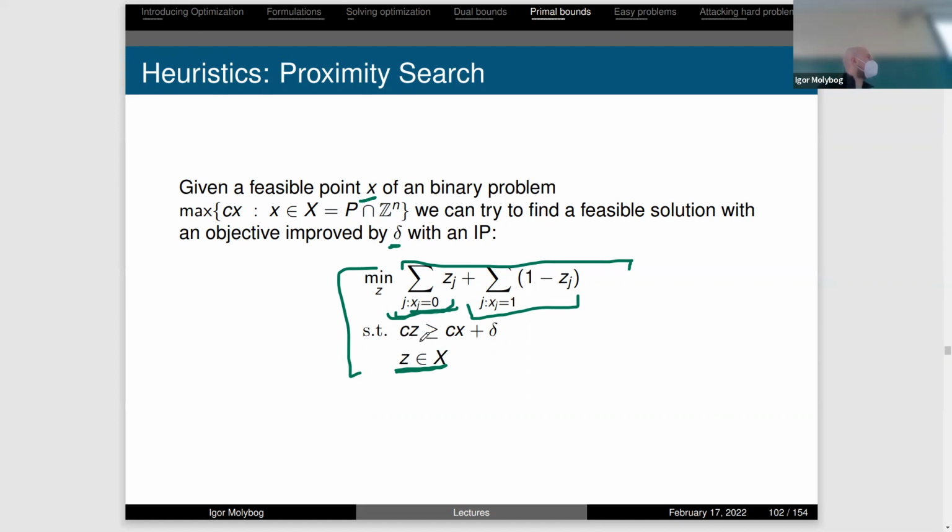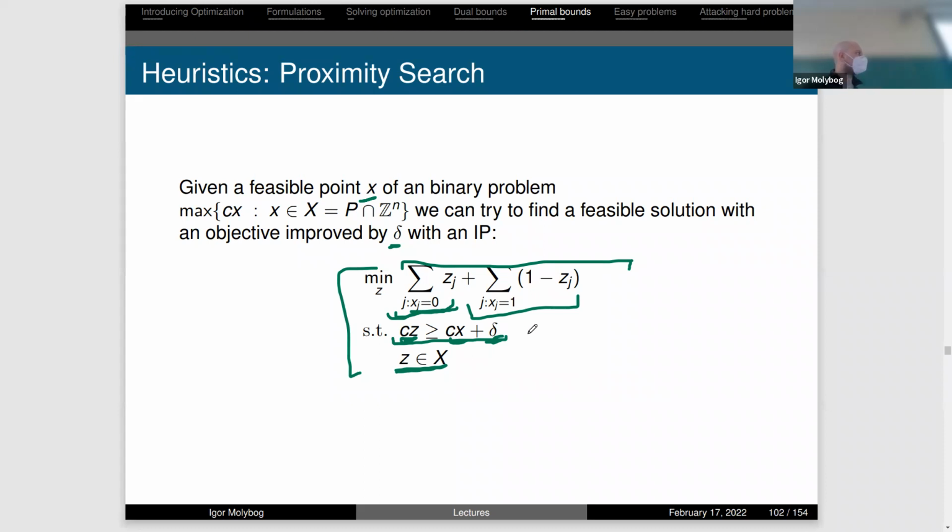And since we would like our objective to be improved by delta, now we are putting the objective into the constraints and saying that the optimal value of z must be greater than or equal to the optimal value of x plus some margin delta that we are setting up in advance. So we are not optimizing over delta. It's our constant. You can see that it's actually a very common trick to swap between the objective and a constraint.